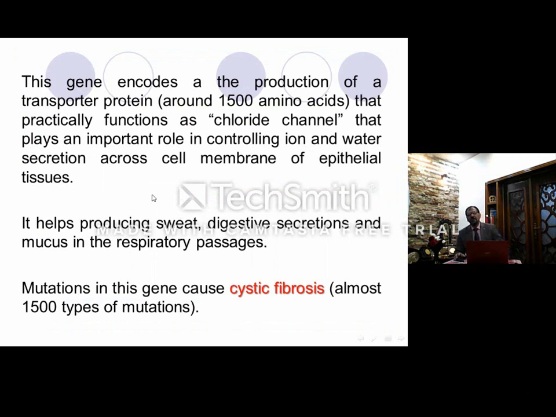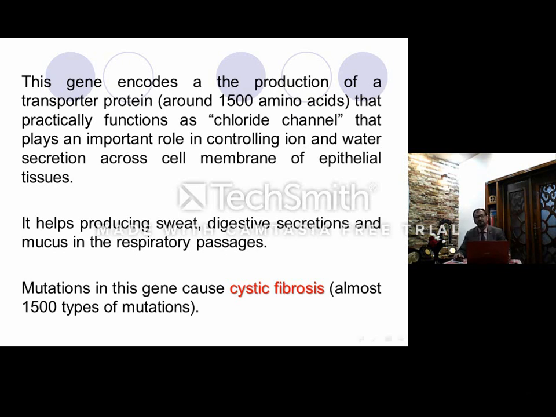Now, this gene codes for the production of a protein known as CFTR protein, which is composed of around 1,480 amino acids, or approximately 1,500. This protein works like a chloride channel. So it is responsible for helping water, sodium, and chloride pass through the cell membrane, mainly in the epithelial tissues. It also helps in the production of sweat through the skin, of digestive secretions of the pancreas, and also the mucus in the respiratory passages, mainly the lung and bronchi.